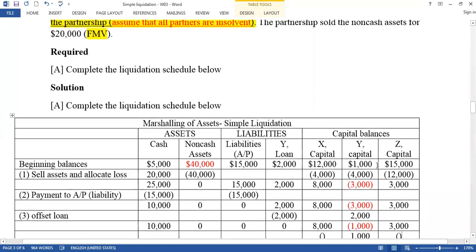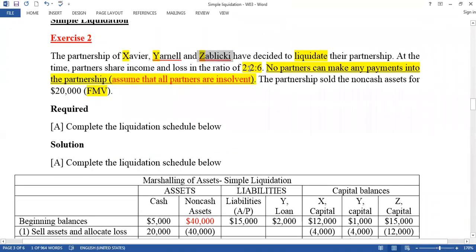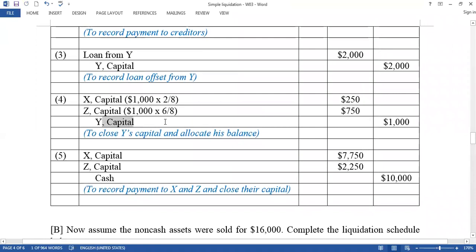Not equally. Why? Because we are going to compare now X and Z, right? X is 2 and Z is 6, so that means 8. Now we can see here, we give some capital to Y and Y became closed, because we give some capital to Y, right?